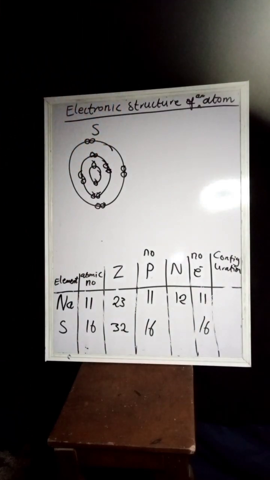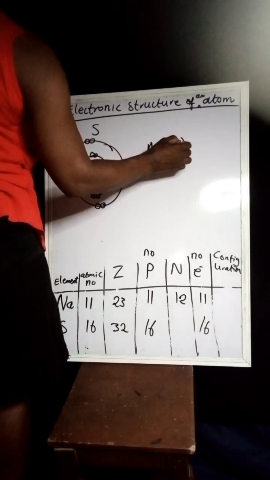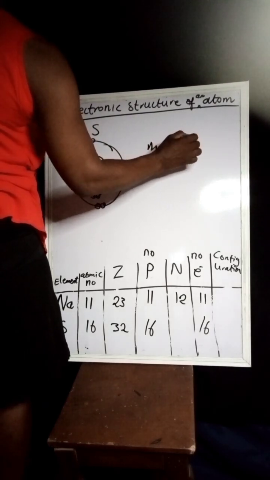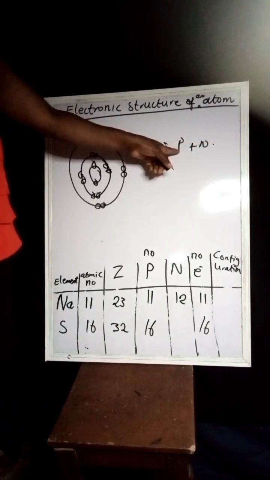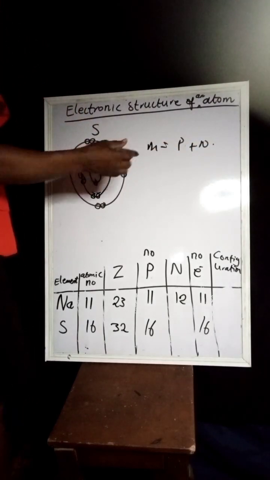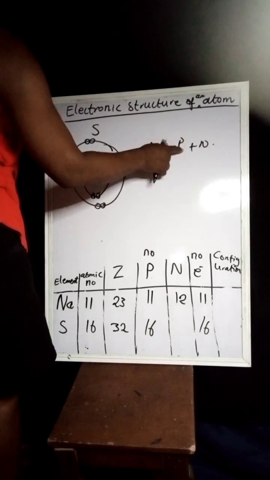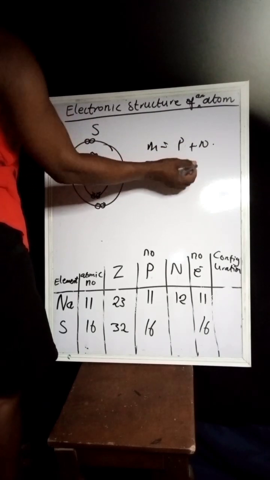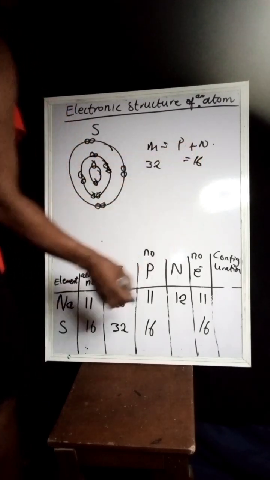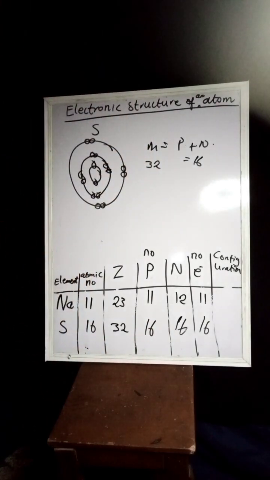Then 16 plus 16 gives us what? 32. Remember we said that the mass number is equal to proton number plus neutron number. Since the mass number is 32 and the proton number is 16, take away 16 from 32 to get the neutron number. It means 32 minus 16 will give us what? 16. So the neutron number is also 16.